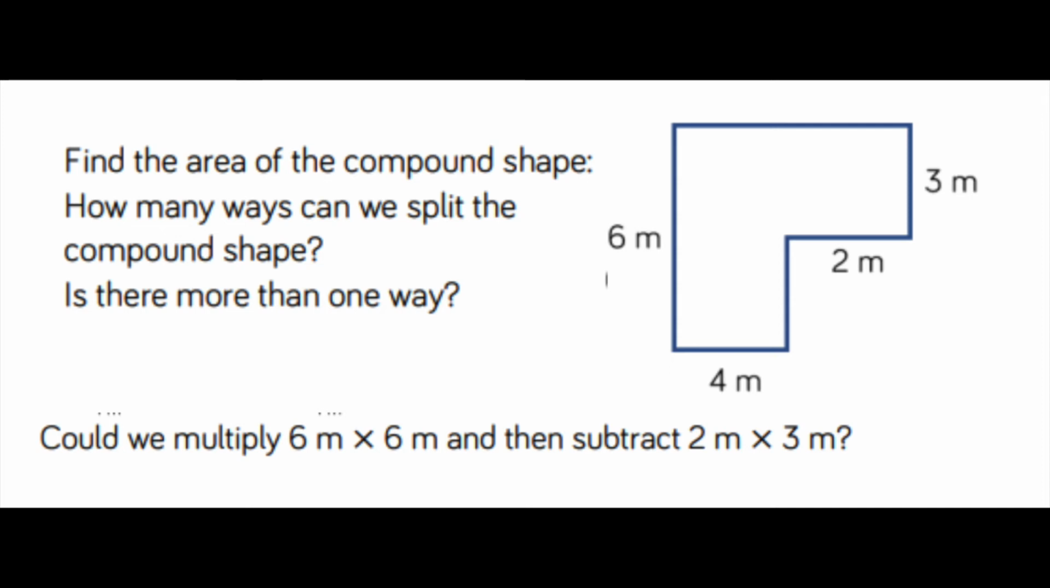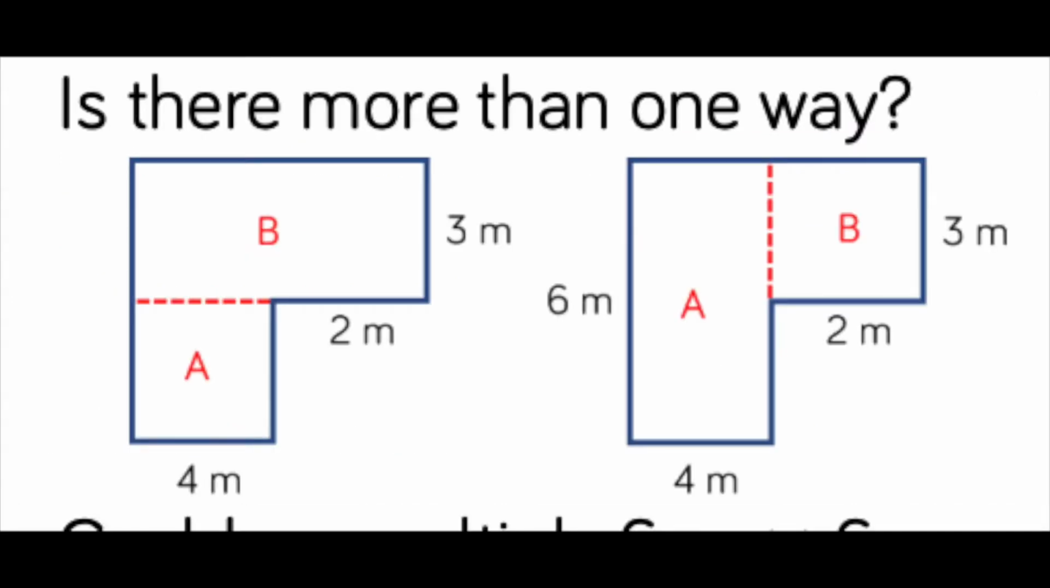Now the challenge from yesterday. There was a compound shape here, which remember is just two simple shapes put together, and it asked if there was more than one way to find out the area. The answer is yes. Here's two examples of how you could have split that shape into two different shapes to help you find the area.